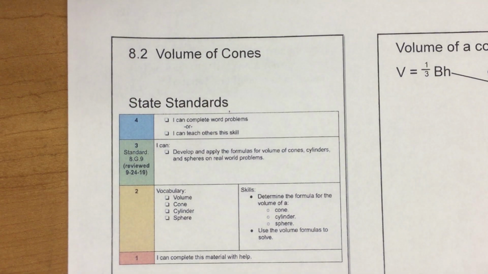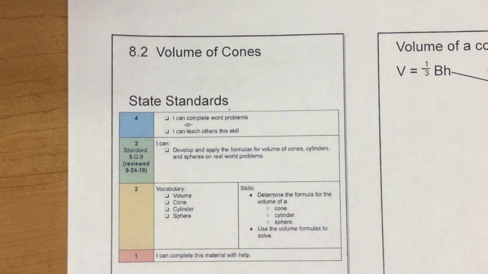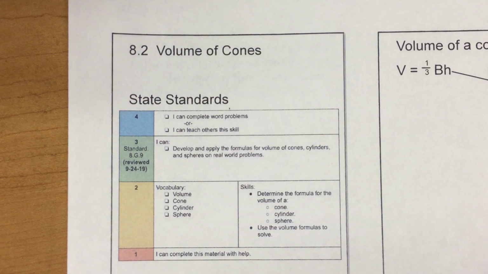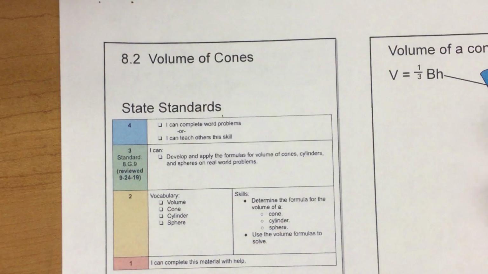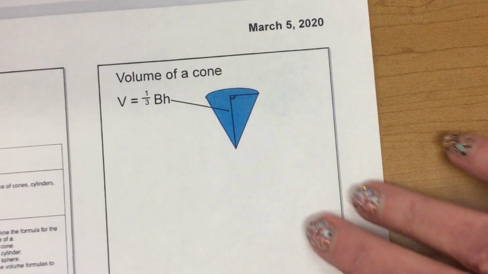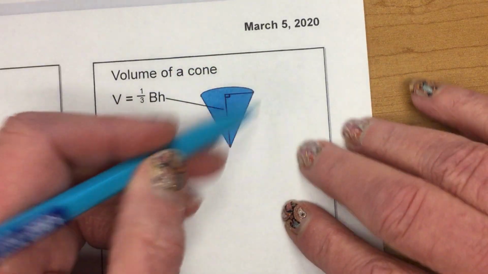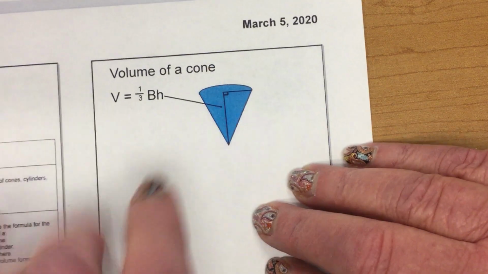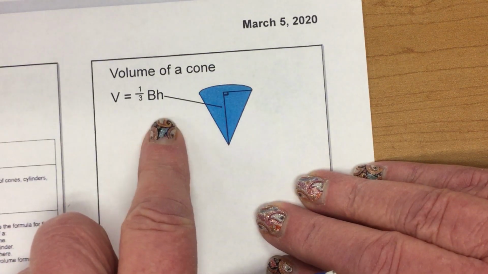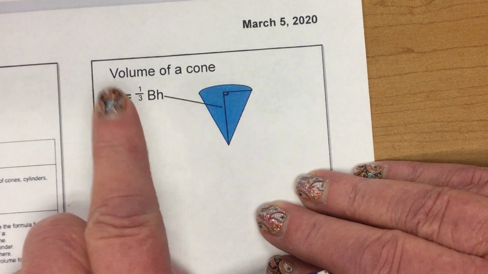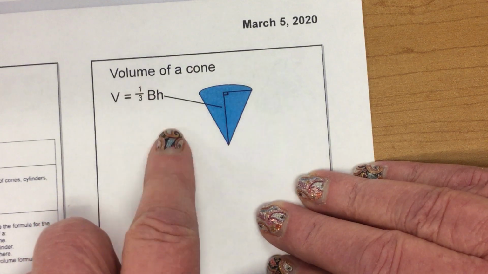Lesson 8.2, volume of cones. It's our same standard. I can develop and apply formulas for volume of cones. Now remember, a cone has one base, goes to a point. Volume is 1/3 capital BH.